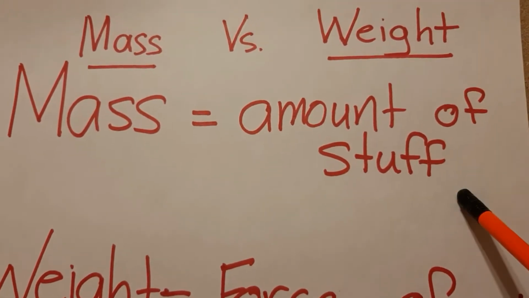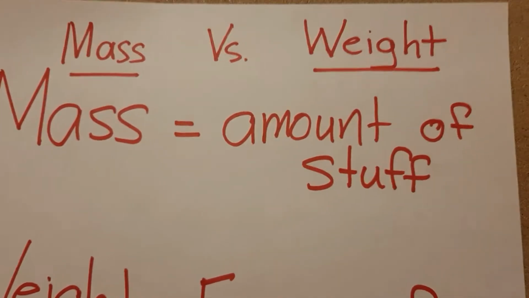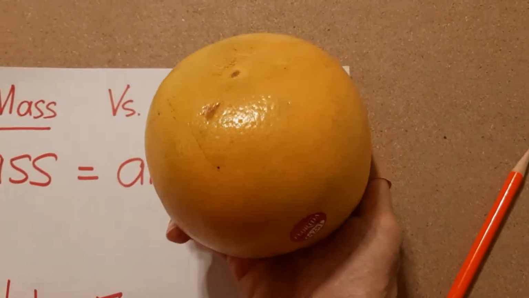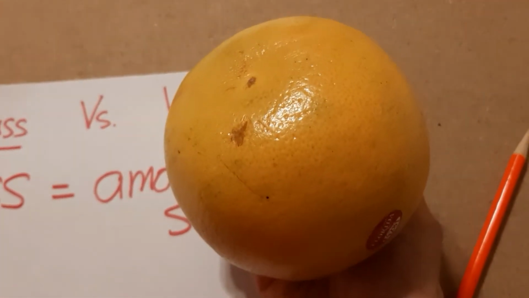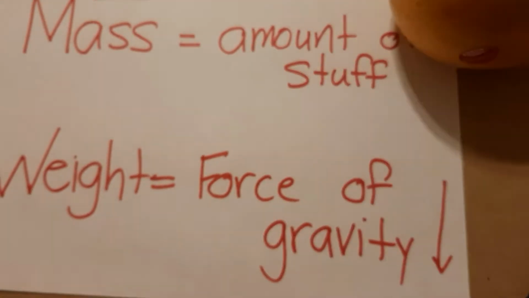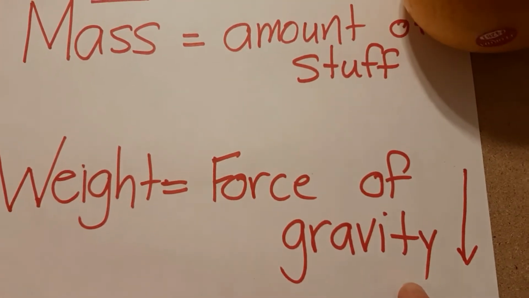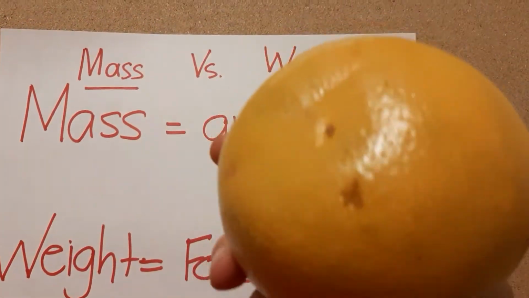Mass means the amount of stuff an object is made of. So I have my grapefruit here. See my grapefruit? My grapefruit is a lovely round grapefruit with a certain amount of stuff in it. The weight of something is the force of gravity pulling on it. So my grapefruit here has 1 pound of gravity pulling on it.